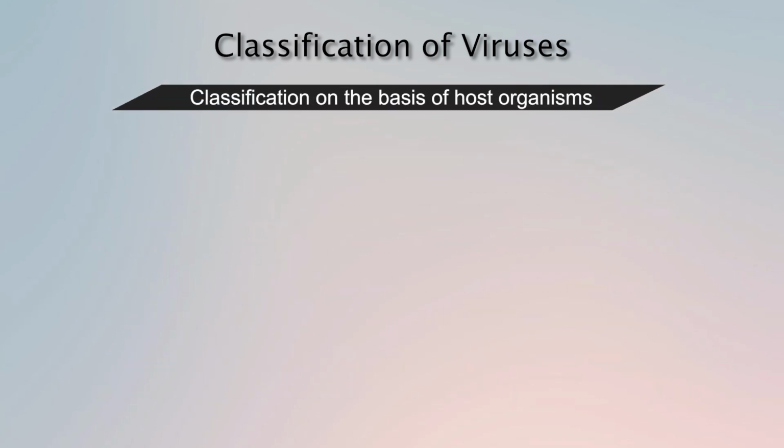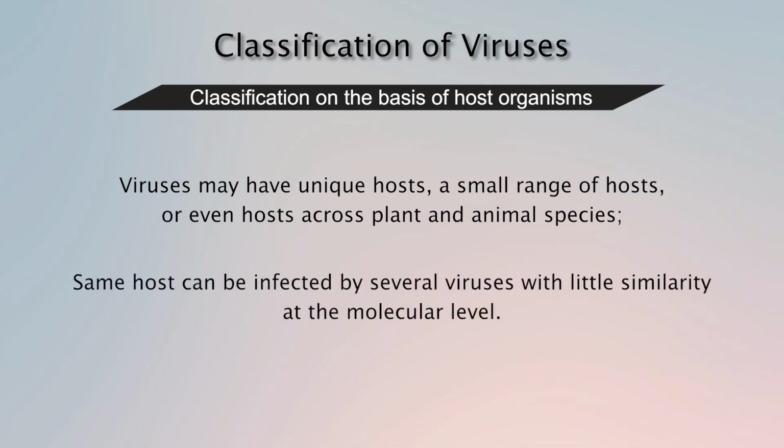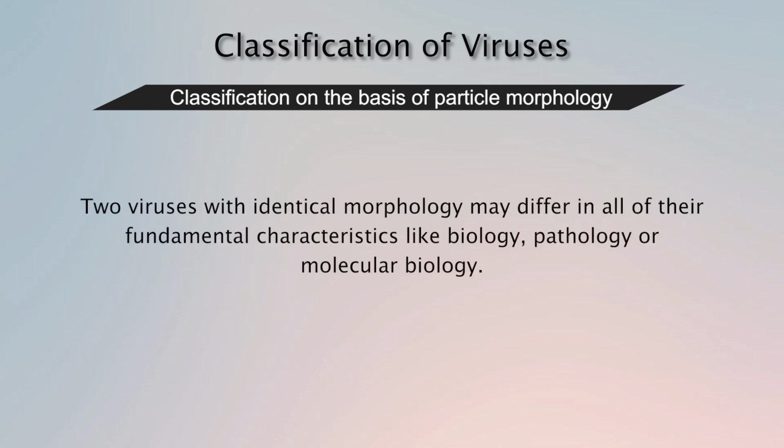Now classification on the basis of host range, we can say that viruses have unique hosts, a narrow range of hosts, or a broad range of hosts across plant and animal species. The same host can be infected by several viruses with little similarity in molecular makeups. In terms of particle morphology, we can say that even two viruses with similar morphology can have totally different biology, pathology, and molecular biology.